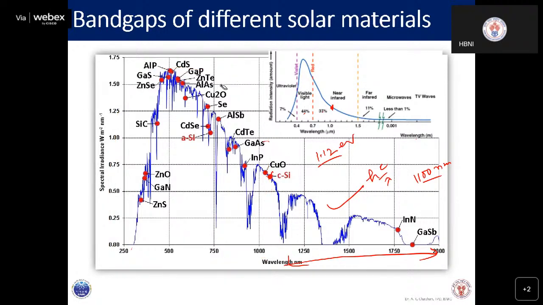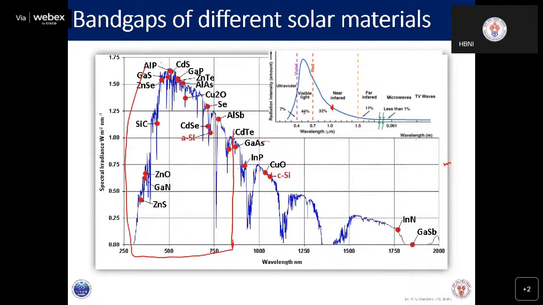So there are different materials with different band gaps. Silicon is this. If you want to use indium phosphide, it is this wavelength. Gallium arsenide is 1.42 electron volt, which corresponds to this energy. So if you use gallium arsenide, only this much of the spectrum will be absorbed. All the rest will pass through it.